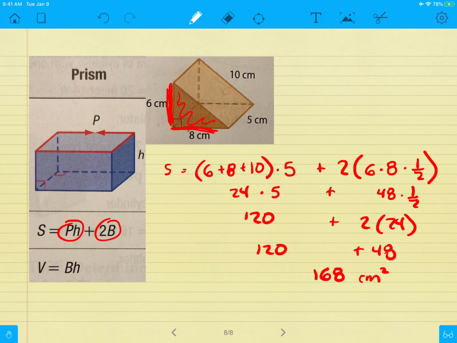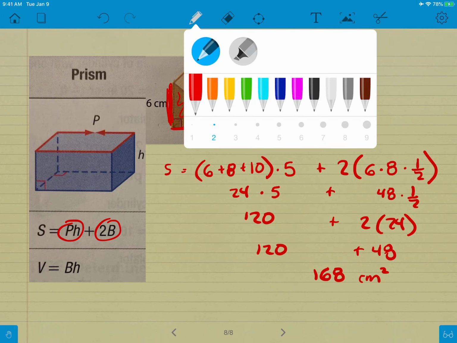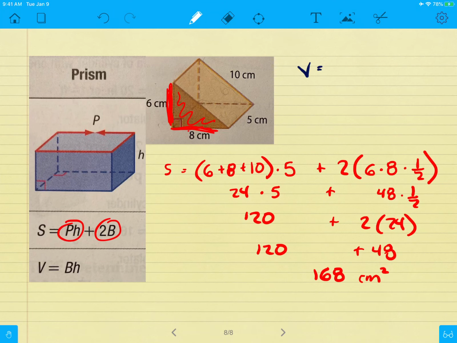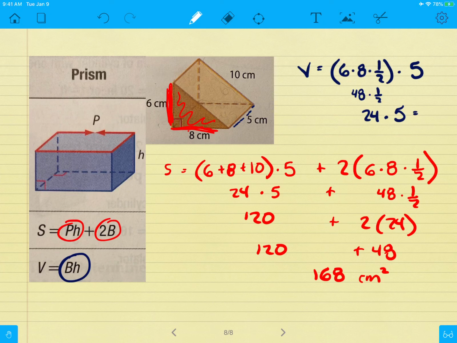Now volume on this one, in fact, let me change up the color. For volume, you have to take the area of the base, which is 6 times 8 cut in half. That's the area of the base. And we have to take it times height. The height is 5. That's how tall this object is. It's not drawn the right way. When I do this, 48 cut in half is 24, and we take that times 5. So 24 times 5 ends up being 120. We did that part earlier. That number is the total volume, so it's 120 cubic centimeters.